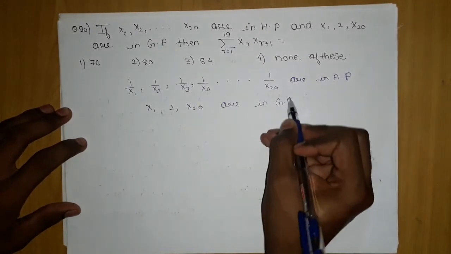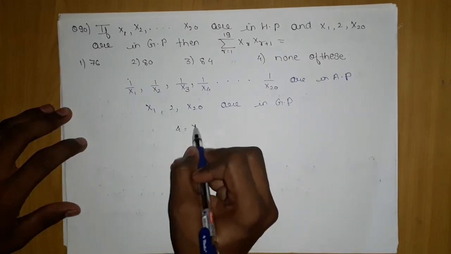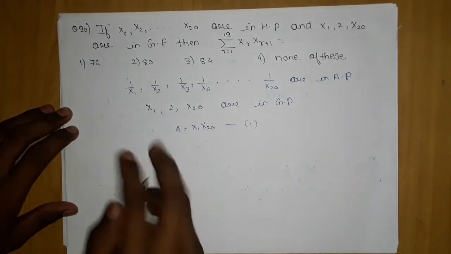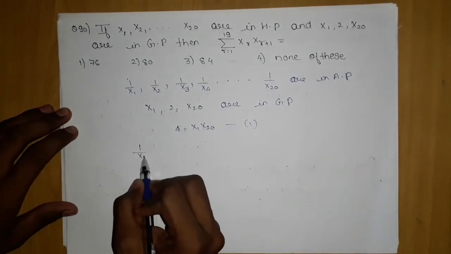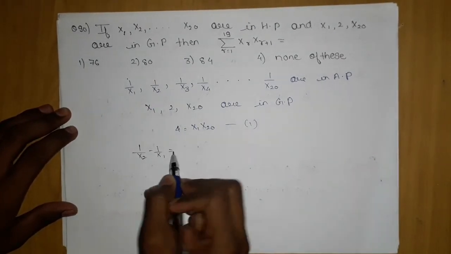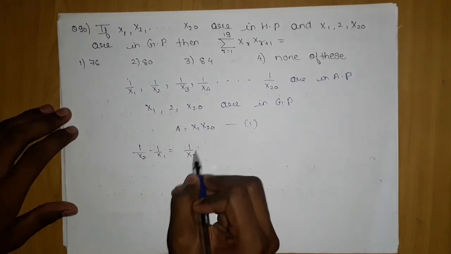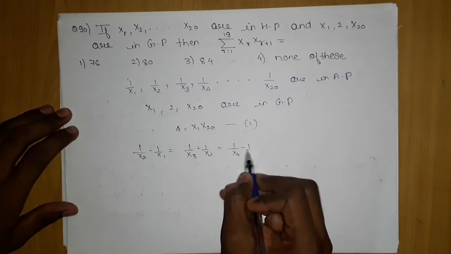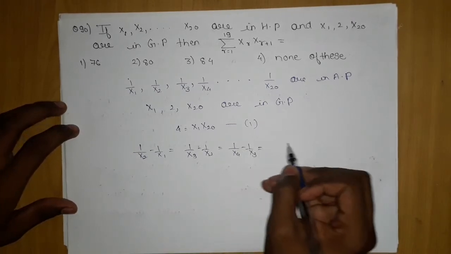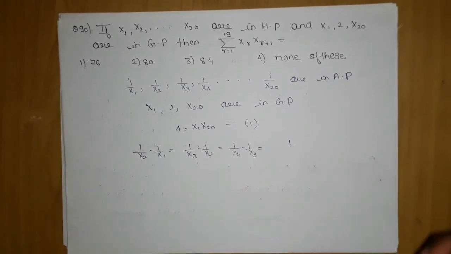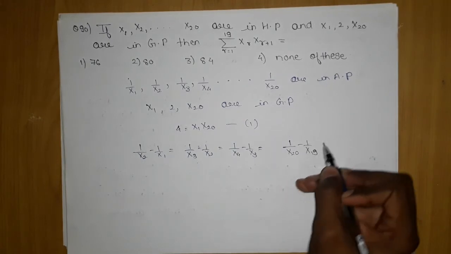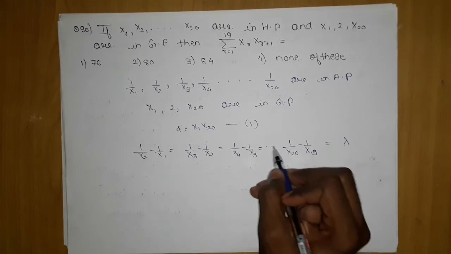We know that x1, 2, x20 are in GP, so we can write one simple thing: 4 equals x1 times x20. Since they are in AP, we can also write 1/x2 − 1/x1 equals 1/x3 − 1/x2 equals 1/x4 − 1/x3, and like this it will go on. The last term will be 1/x20 − 1/x19. Let's say it is equal to some lambda value.